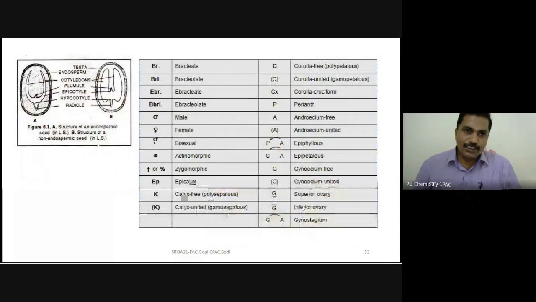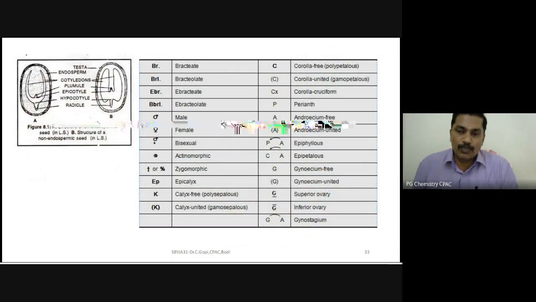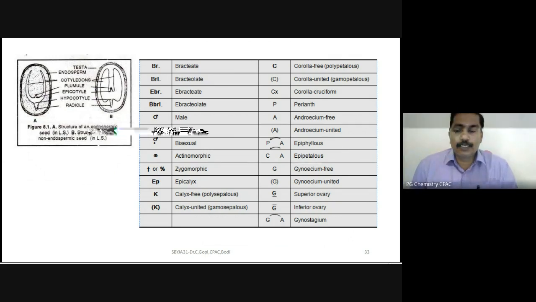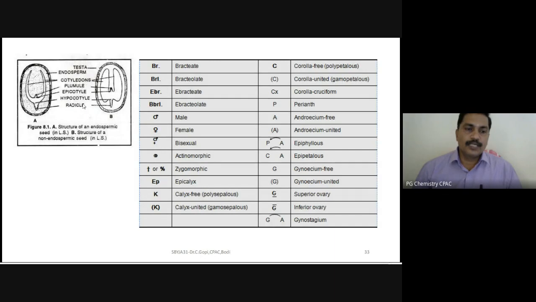Then coming back to the formula, this is the most important one. This symbol is enough to explain the character of the flower. Okay, so this seed, the A is endospermic seed. Endosperm means the pulp part of the seed. Now the pulp, those pulps, like the groundnuts we eat, those are all endospermic seeds. In some seeds that kind of pulp part will not be there. That is non-endospermic seed. It doesn't have the endosperm.